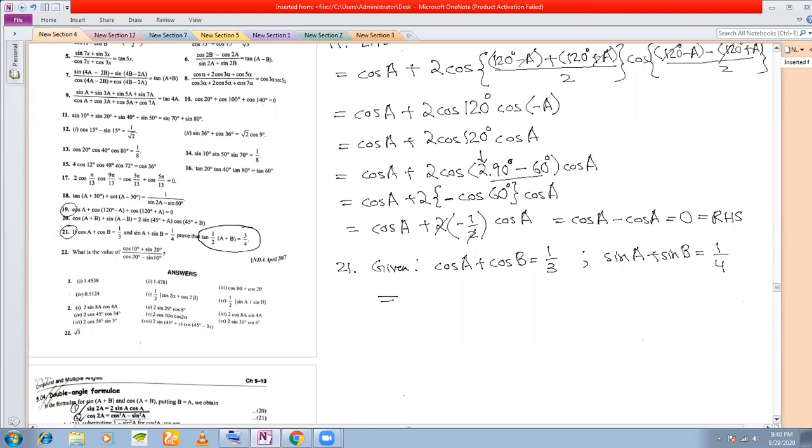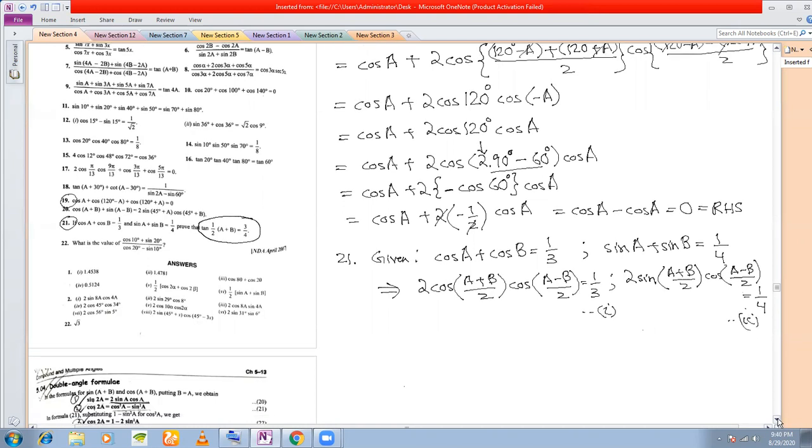So what you do here is, you change this sum to a product. This is the sum of 2 cos. So 2 cos (A plus B)/2, cos C plus cos D formula, cos (A minus B)/2, which is equal to 1/3. Also, you change this to a product: 2 sin (A plus B)/2, cos (A minus B)/2, is equal to 1/4. Okay, call this 1 and call this 2.